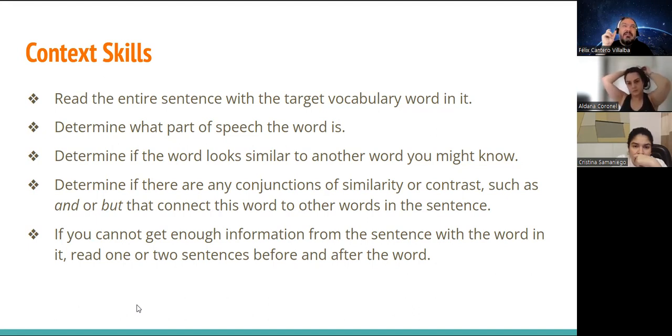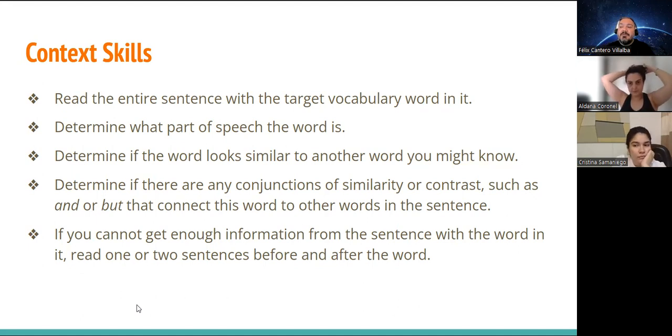So if the word that you have to either find a synonym for or understand the meaning of is a verb, then in the options, you have to choose a verb as well. You cannot choose a noun or an adjective or an adverb.